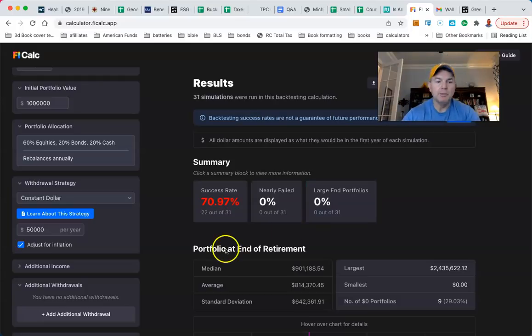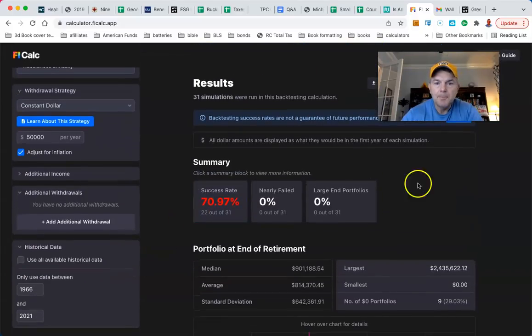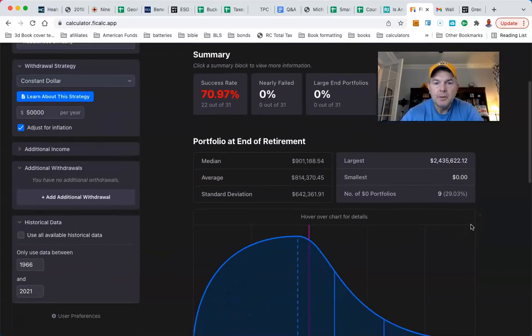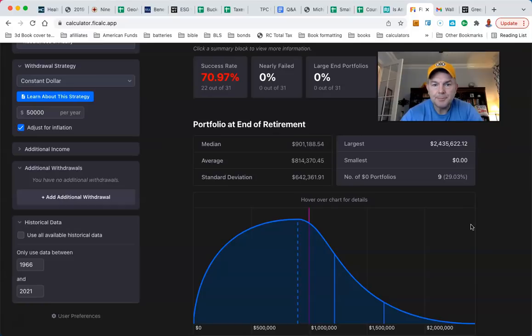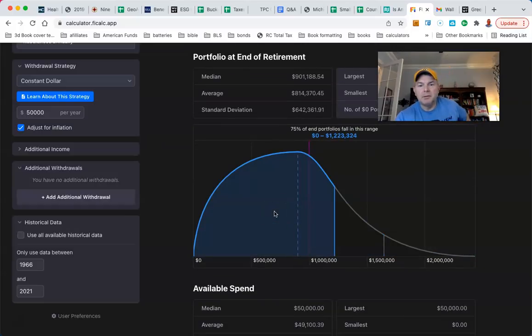We started in 1966, and we ran out of money 30% of the time. Our median, and this is in today's dollars, is 815,000 that we left. Now you can see the 1 standard deviation. Okay, I guess they're not using standard deviations. 75% we had 0 to 1.2 million. 95% we had 0 to 1.6. Okay, I gotcha.